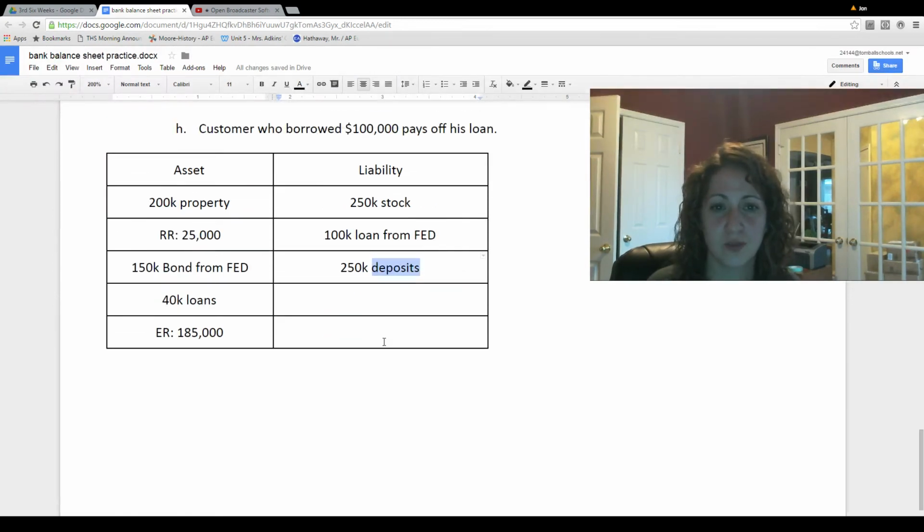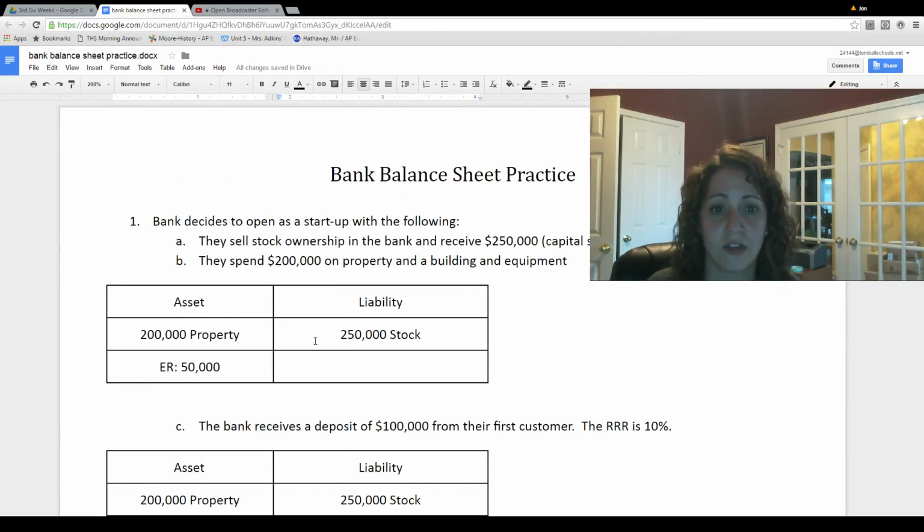So hopefully this wasn't too confusing. It's a little monotonous, I'll give you that. But that right there is bank balance sheet practice. Thanks.